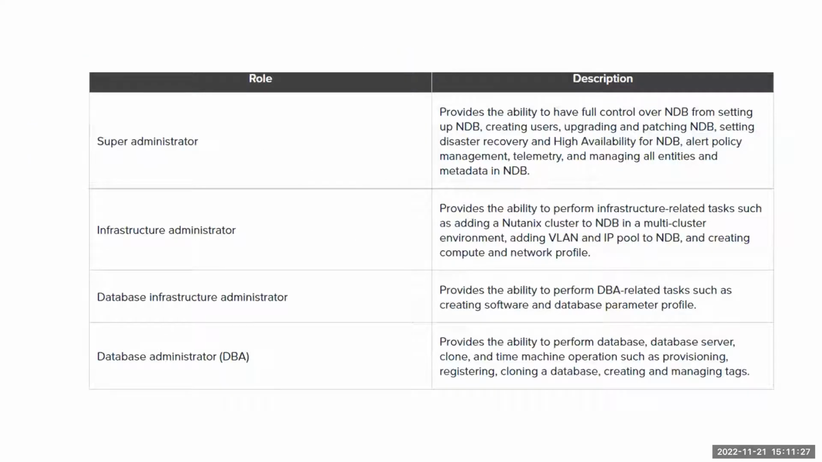As I mentioned, there are predefined roles like super admin. As the name says, it's super admin. It can do anything. Whereas the infrastructure admin can do everything except managing users. The database infrastructure administrator can create profiles, but it cannot create VLANs and cannot register the Era cluster in Nutanix. The DBA admin, the last one, can just manage the databases. It cannot create the profiles.